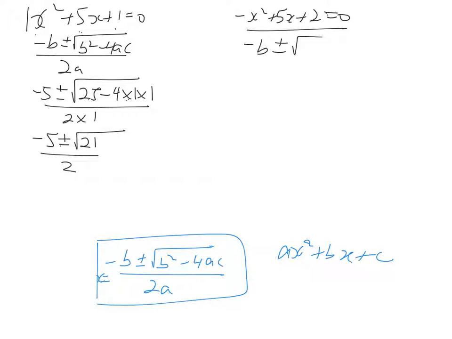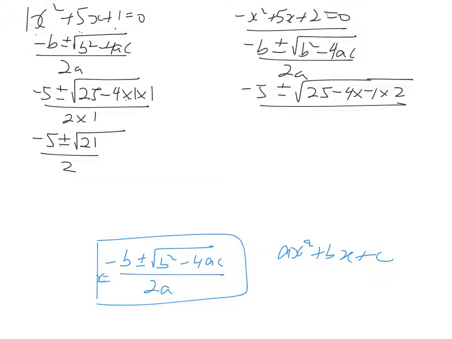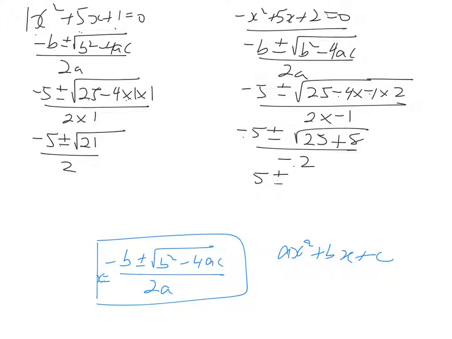Negative b plus or minus the square root of b squared minus 4ac, over 2a. So here we've got negative 5, because that's our b value, plus or minus the square root of 25 minus 4 times negative 1 times 2, over 2 times negative 1. So we get negative 5 plus or minus the square root of 25 minus negative, so plus 8, over negative 2. Now we continue to simplify, so that'll become positive, so I'll have 5 plus or minus root 33 over 2.